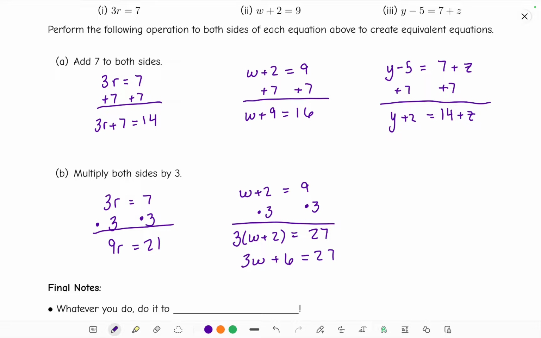So notice if we look right above in part A, when we added 7, we didn't distribute the 7 because that's addition. We distribute when it's multiplication. So just keep that in mind. And y minus 5 equals 7 plus z, multiply by 3, multiply by 3. This time, instead of writing it with parentheses, I'm just going to distribute the 3 right away. So 3y minus 15 equals 21 plus 3z.